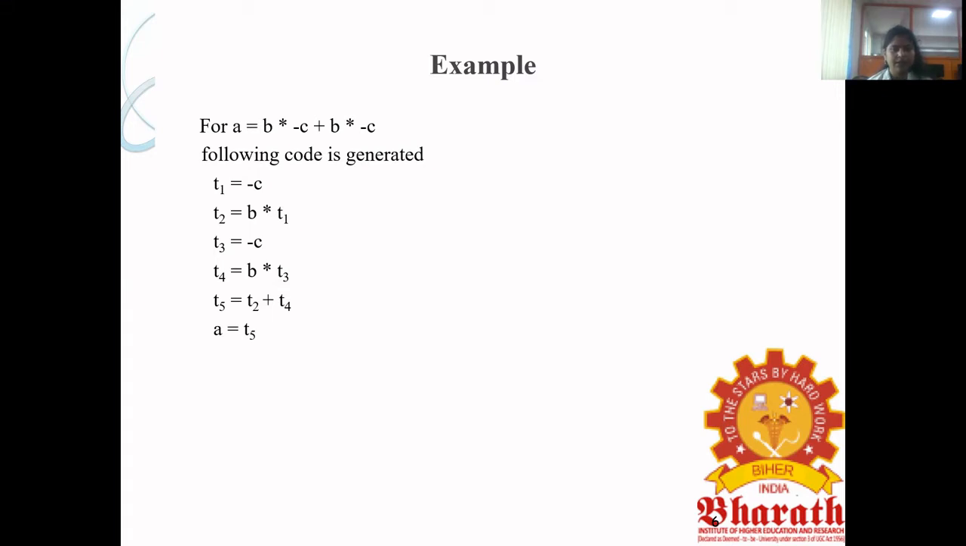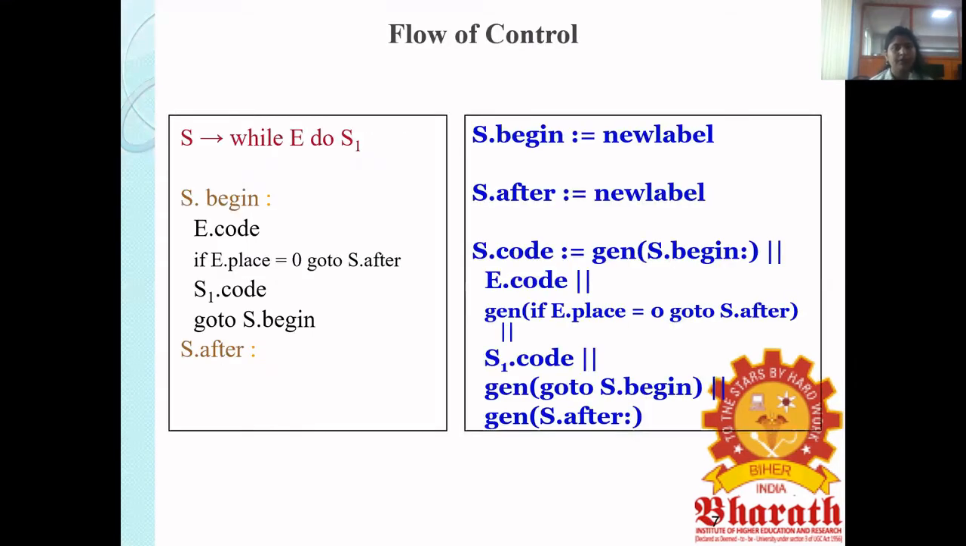Next, T3 is equal to minus C. T4 is equal to T2 into T3, and we assign the value to T4. And T5 is equal to T2 plus T4. And A is equal to T5. Flow of control.